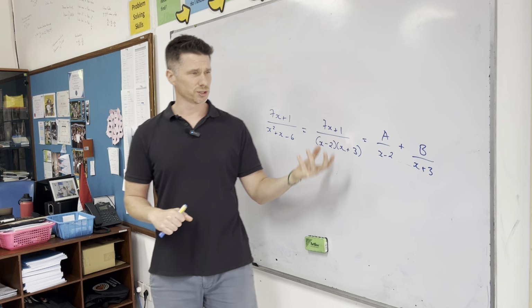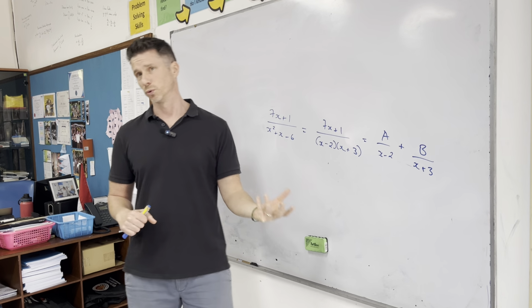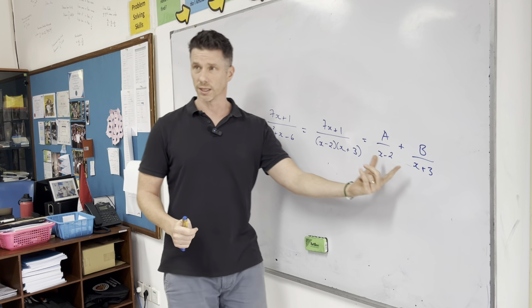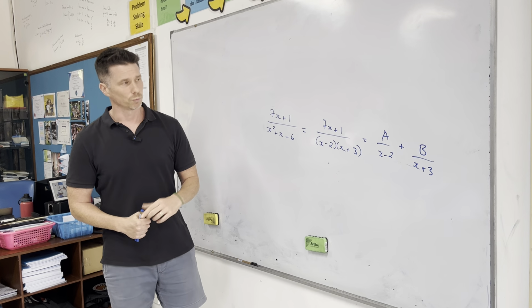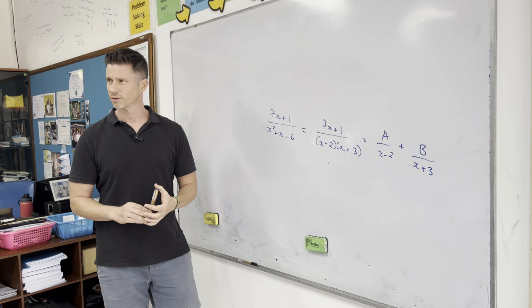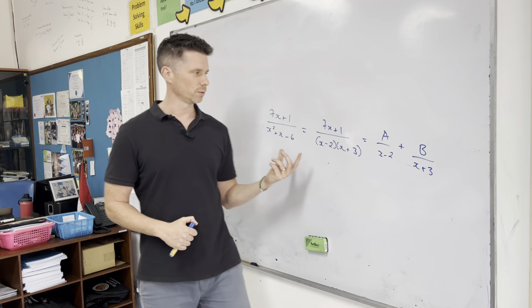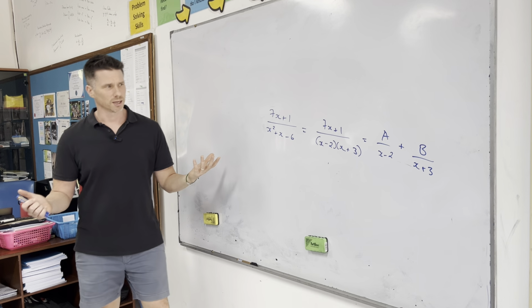Partial fractions is used for integration mostly, because this is often too hard to integrate, whereas this is quite easy to integrate when we get there. Has anyone done integration yet? No. Okay. This is pretty straightforward compared to this. Anyway, how do we get a and b?